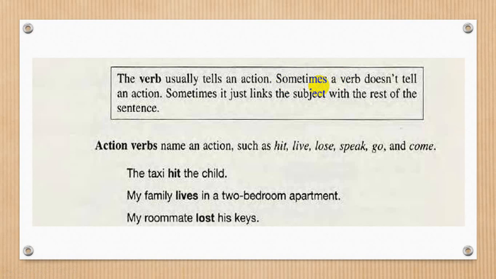Sometimes a verb doesn't tell an action. بعض الأحيان الverb ما يخبرنا عن الأكشن. مثل الأفعال الحسية, مثلا I hear something, أنا سمعت شغلة, فالسمع هنا هو شيء حسي, ماكو action بي. Okay, action verbs name an action such as hit, live, lose, speak, go and come. هذني بهن action, يعني hit ضرب, live يعيش, lose يفقد, speak يتكلم, go يذهب, come يأتي.